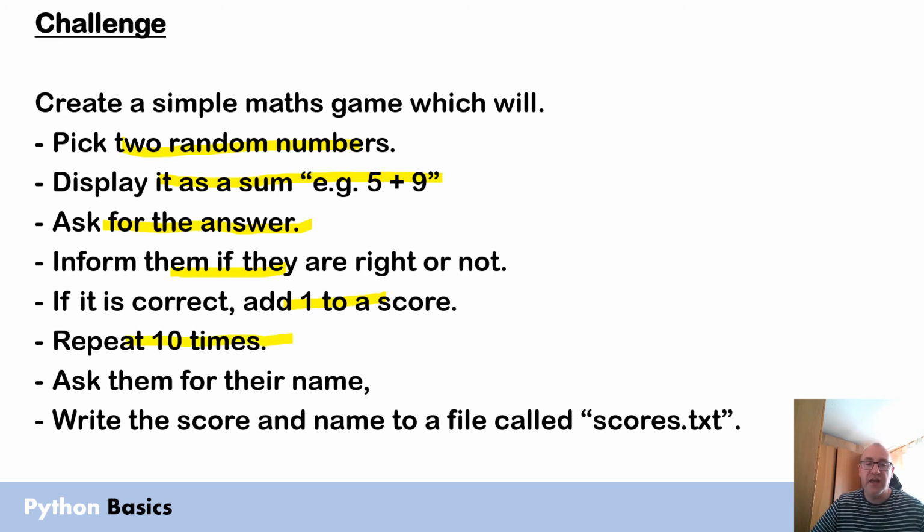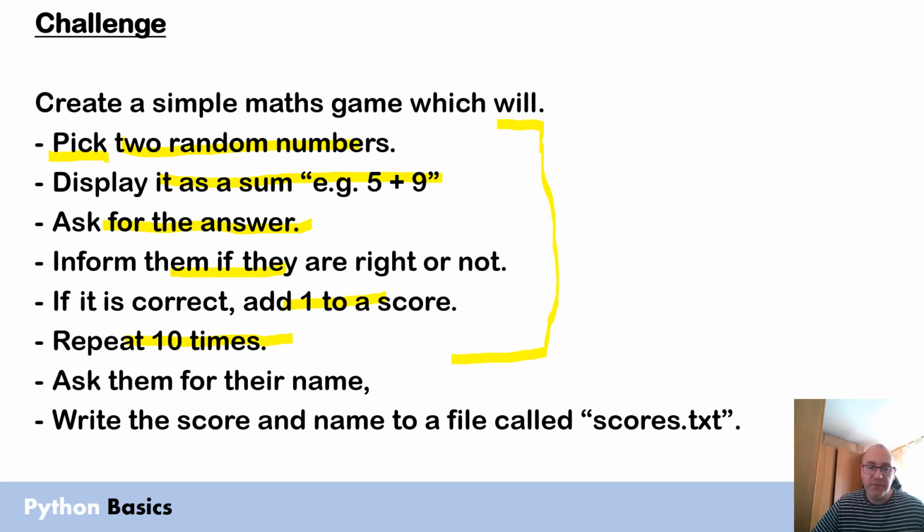Then you're going to need a counter loop to repeat that code 10 times. It's really important you're repeating all of this code. If you don't repeat all that code, it's not going to work properly. So do make sure you are repeating, including picking two random numbers.